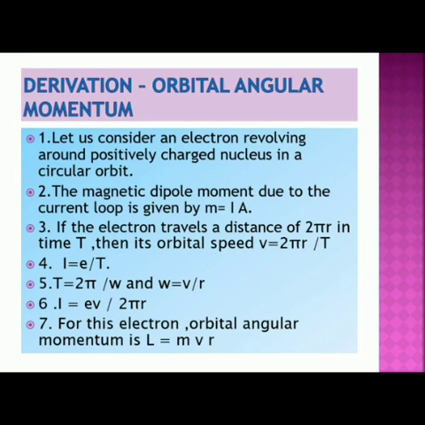Now the derivation shows us that first we consider an electron revolving around the positively charged nucleus in a circular orbit. The second point shows us that the magnetic dipole moment due to the current loop is given by the formula small m is equal to capital I multiplied by A. If the electron travels a distance of 2 pi r in a time T, then its orbital speed, that is small v, is given as 2 pi r divided by capital T. If I consider capital I, my capital I is going to be e divided by T.